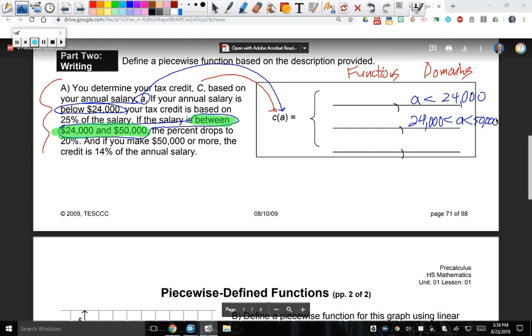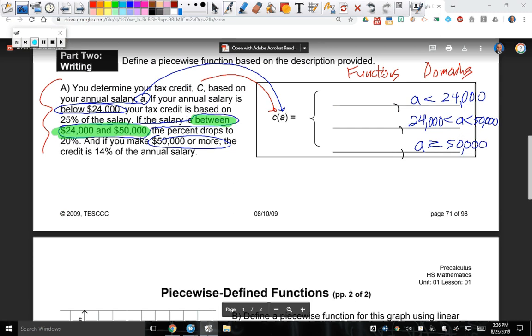See, this last one says if you make 50,000 or more. Go ahead. We'll get to that. I think I know what you're talking about. We'll get to it, okay? Just wait up on it. Just a little bit more. 50,000 or more is going to be A is greater than or equal to 50,000.